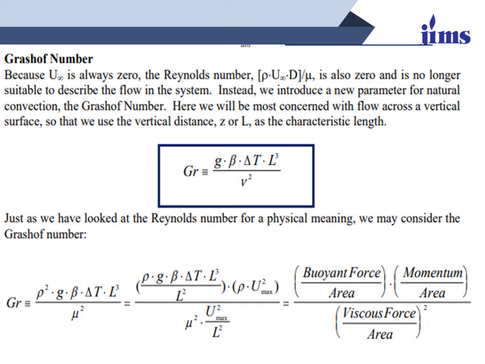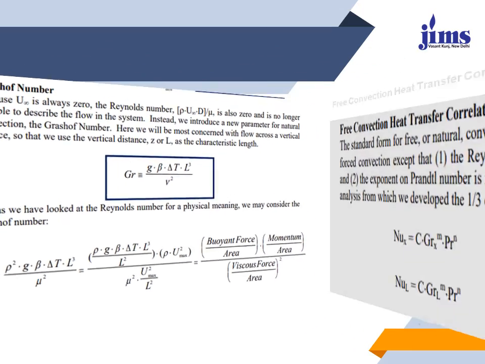In general, the Nusselt number is a function of the Grashof number multiplied by the Prandtl number. The product of the Grashof number and the Prandtl number is also known as the Rayleigh number. The Grashof number is equal to the buoyancy force divided by area, multiplied by momentum divided by area, divided by the viscous force divided by area, whole squared.